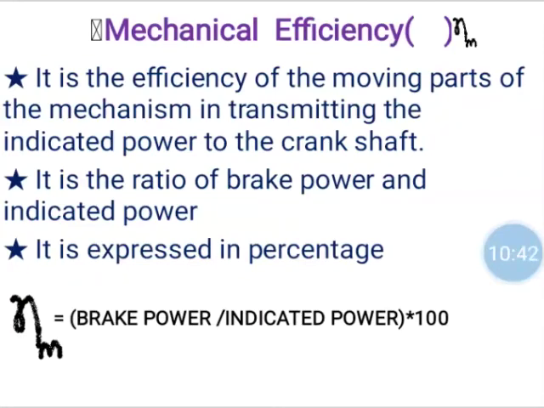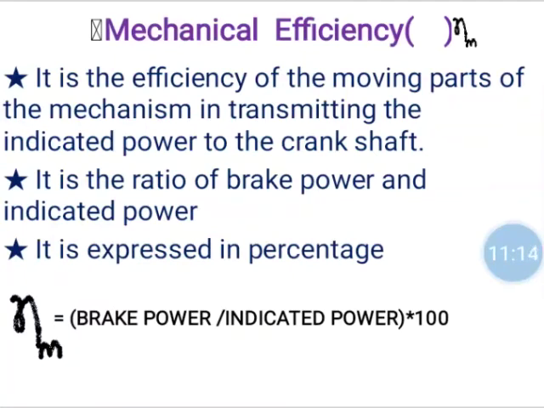Suppose mechanical efficiency is 70%, what is the meaning here? It means with these mechanical moving components, it is possible to transmit 70% of the indicated power into the BP, that is the power available at the end of the crankshaft. It means 30% of the power is lost in overcoming the friction over mechanical moving components.